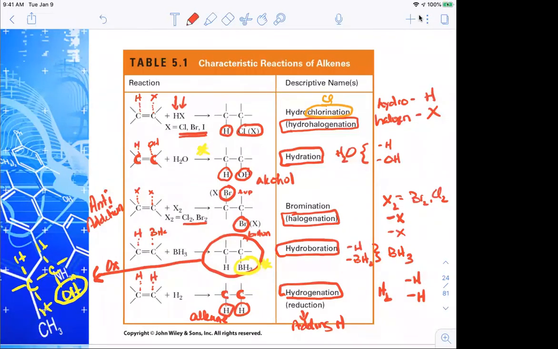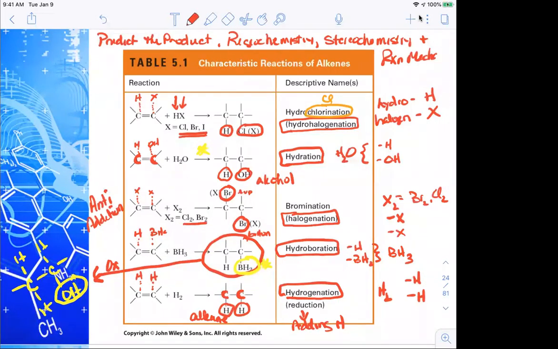and you are responsible for knowing these 5 reactions. And we will talk about regiochemistry, so you will have to predict the product. You will be responsible for regiochemistry, for stereochemistry, and the reaction mechanism for all of these different reactions. So let's continue on.